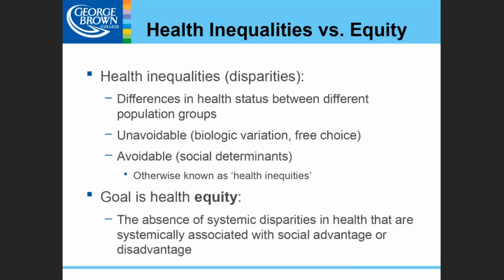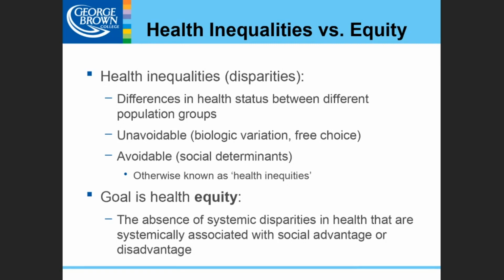So health inequalities can be defined as differences in health status or in the distribution of health determinants between different population groups. For example, differences in mobility between elderly people and younger populations, right? There's a health disparity. Or differences in mortality rates between people from different social classes. So it's important to distinguish between inequality in health and inequity. We have inequalities, but there's also inequities, which is the presence of systemic disparities in health that are systemically associated with social advantage or disadvantage.